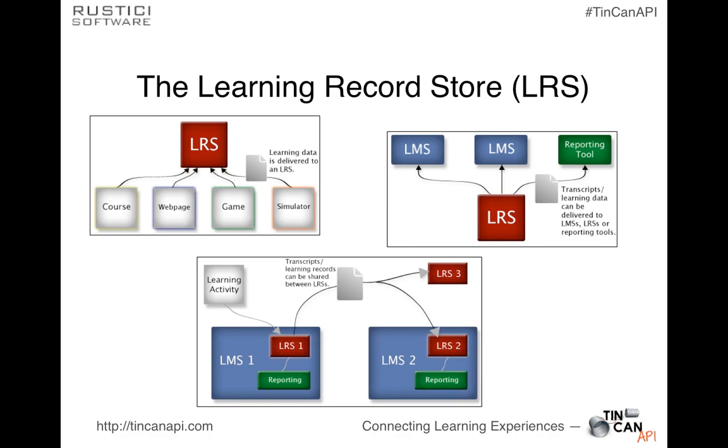You see at the top left here, the LRS is simply the place where all these learning experiences record all of their data. What gets interesting, though, is that the learning record store can then send that data to multiple places, to learning management systems, specialized reporting tools, or even between other learning record stores. It can even share data between different learning record stores. And this gets to be pretty exciting in terms of its implications that we're going to start talking about now, both in terms of how enterprise architectures are created and how LMSs of the future are architected.